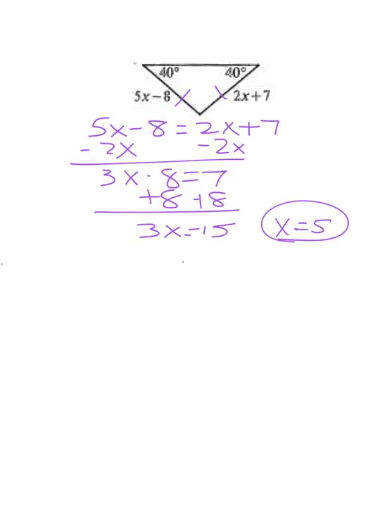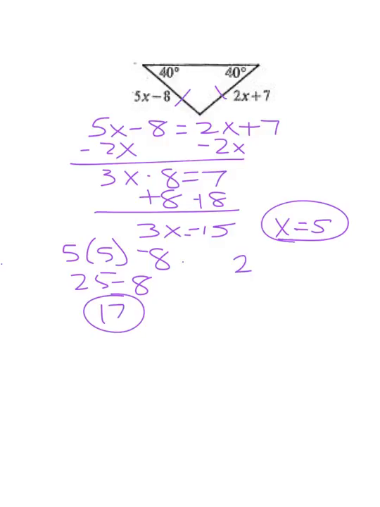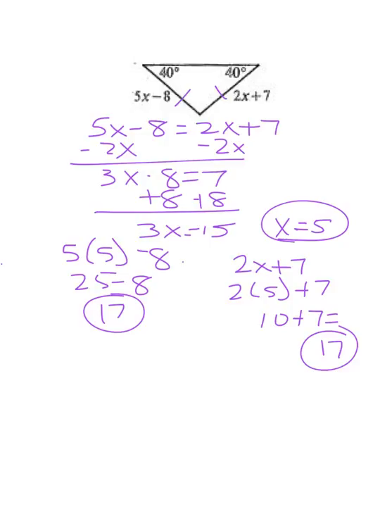Now if I want to double check this, I can substitute that back into either side, and I should have congruent segments there. So I have 5 times 5 minus 8, which gives me 25 minus 8. So that segment is 17 units. Do the same thing with the other side, 2x plus 7. Substitute that 5 in. And I have 10 plus 7, which also equals 17. So I knew I did that correctly. So again, by the converse of the isosceles triangle theorem, if the angles are congruent, the sides opposite those angles are also congruent.